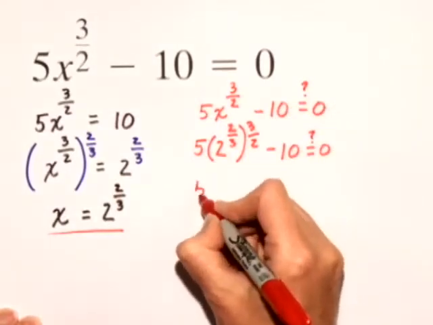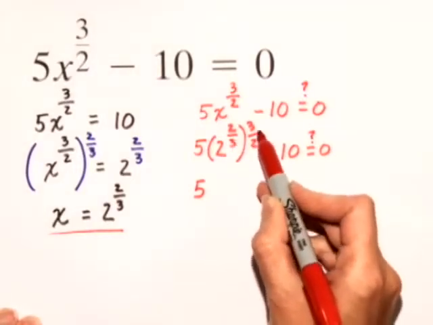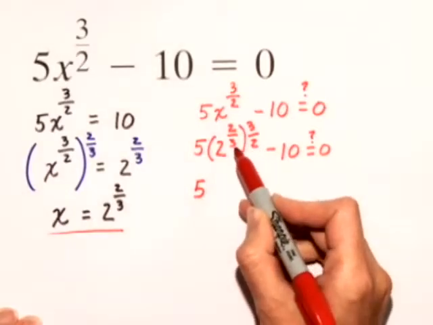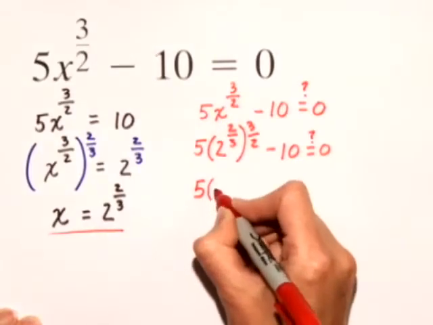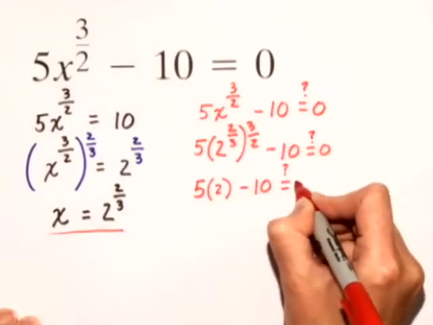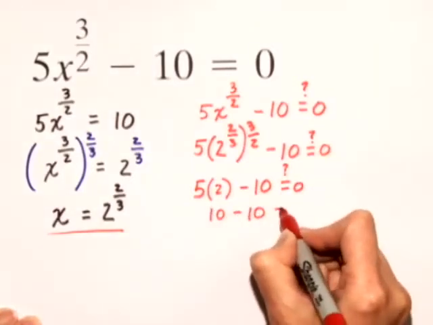So we have 5 out in front of the parentheses, 2 raised to the 2/3 raised to the 3/2. Notice when I multiply the exponents, I just get 2/3 times 3/2, which is equal to 1. So I have 5 times 2 minus 10. Is that equal to 0? Sure. 10 minus 10 is equal to 0.